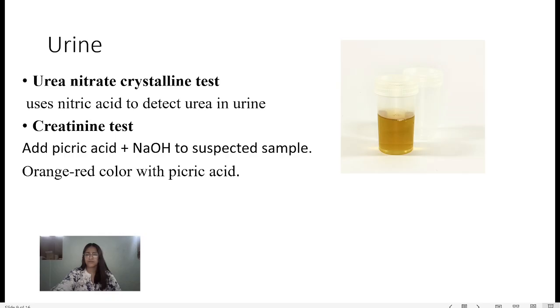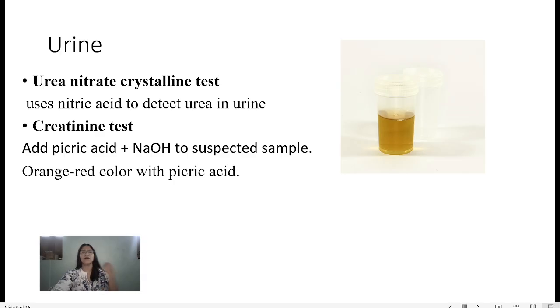The most important secondary test of urine is the urine nitrate crystal test. This uses nitric acid. The test works on the principle that nitric acid reacts with the urea present in the urine to produce hexagonal crystals when viewed under a microscope. So we just add a few drops of nitric acid onto the suspected stain, keep it for some time so that it can encourage crystal formation, and then view it under a microscope.